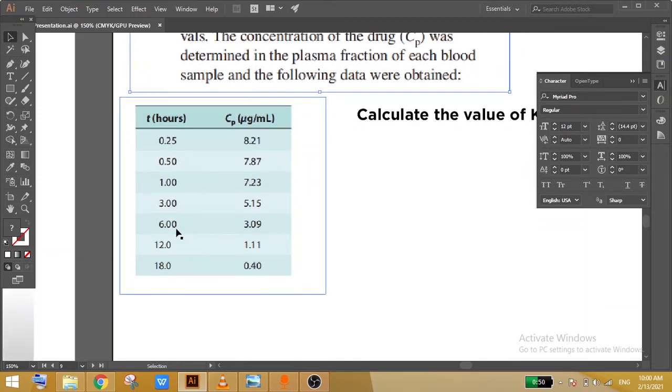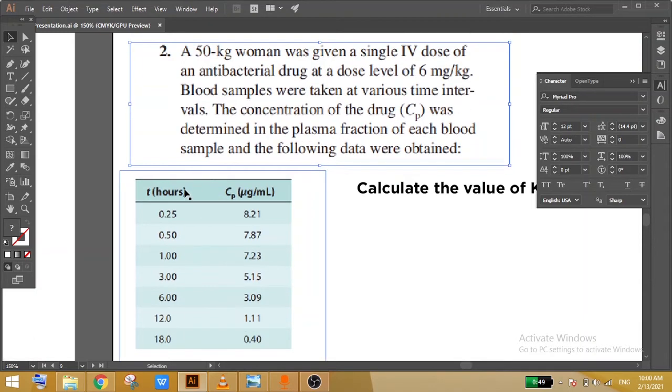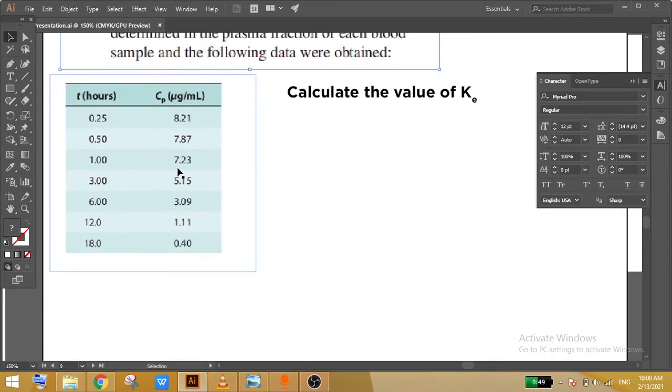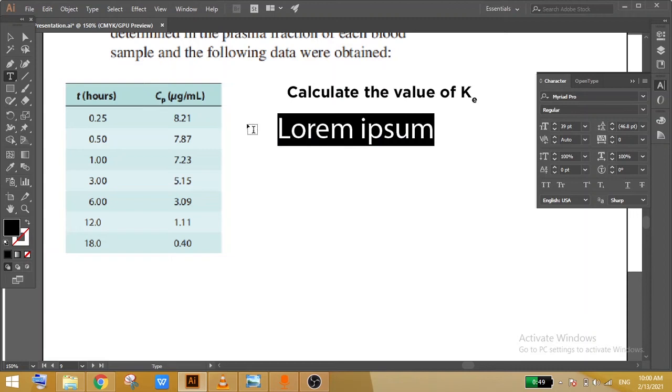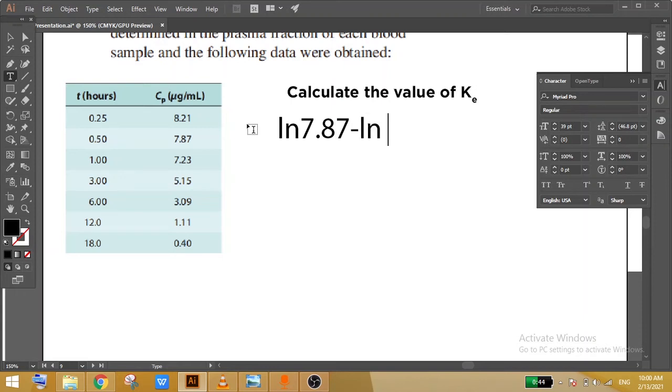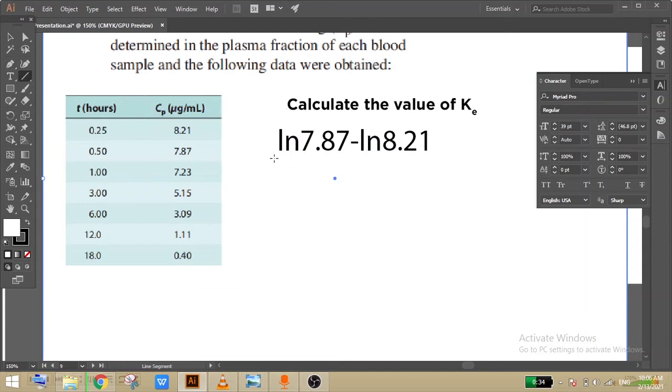So this is the data of the drug concentration with respect to various time intervals. As you can see, the drug concentration is decreasing. So how are we going to find the elimination rate constant? Coming to the formula, we're going to take two values from this data set, the first two. So ln C2, which is ln 7.87, minus ln C1, which is ln 8.21.